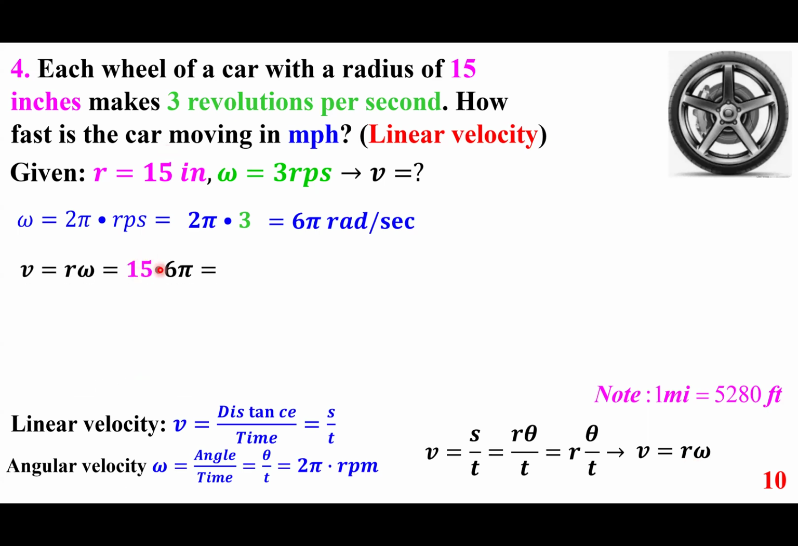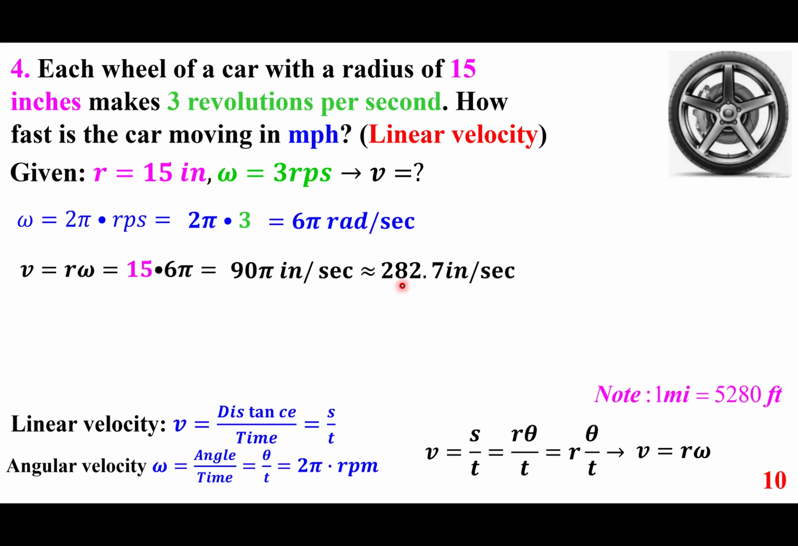R is 15. Omega in radians per second is 6 pi. 6 times 15 is 90 pi. And since this is in inches, 90 pi inches per second precisely. 90 pi inches per second because of the units given. This was per second. This is a rough estimate. Again, how many decimals, whatever they ask.